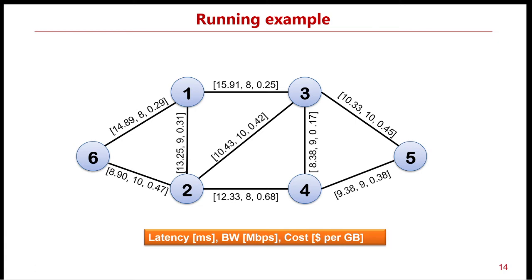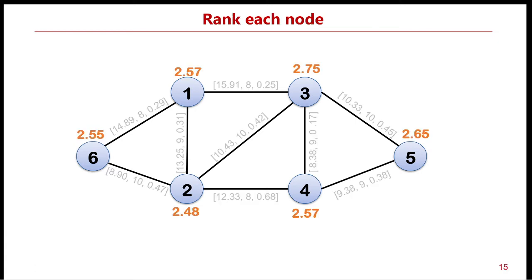To run our algorithm, first we need to find the rank of each node. The orange values behind each node in this graph show the rank of each node. By checking the rank values among all the nodes in this graph, we find that node 3 has the highest rank, therefore we will place the first worker in node 3. Now suppose that we want to select 3 nodes for our cluster.